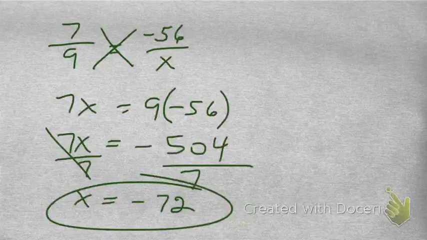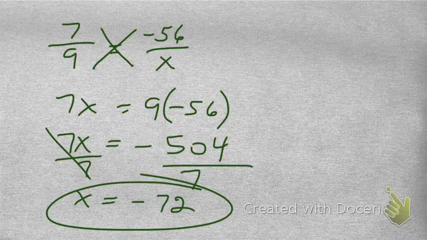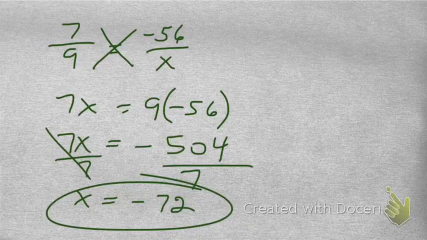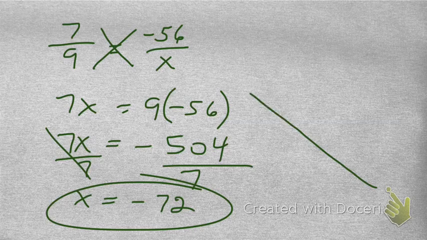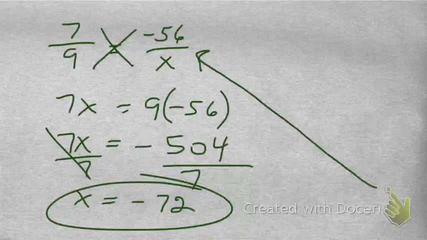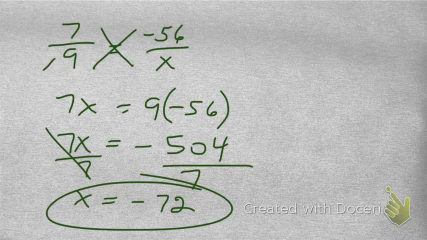Of course, these values we could check. If we wanted to check, we'd plug it back into the original statement, and we would make sure that we had a constant ratio. If you plug negative 72 in over here, that would give us a ratio of 0.7777, which of course is the same thing that we would see on the left. Okay.